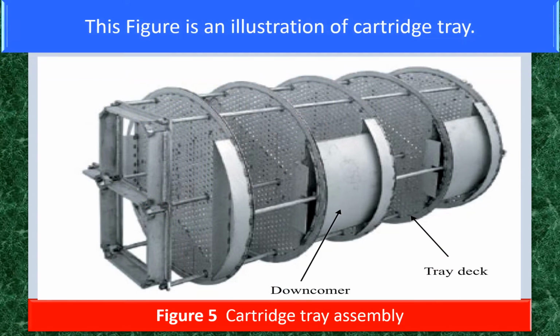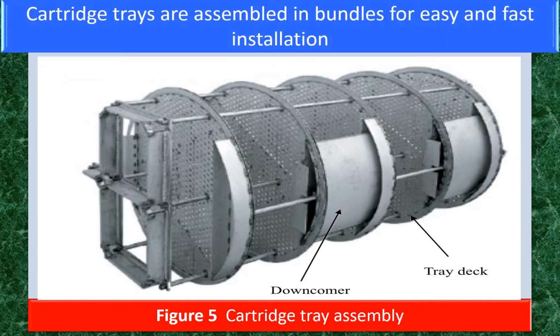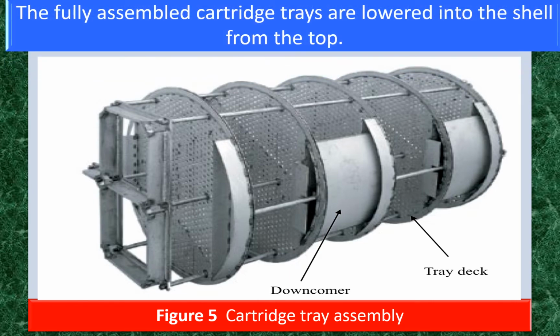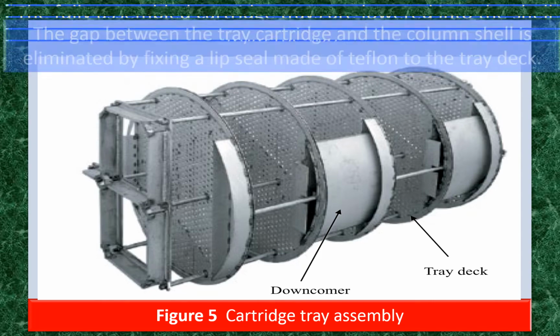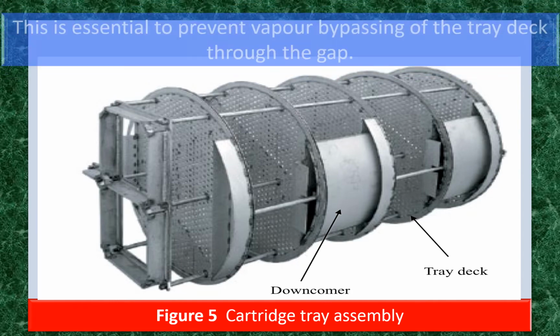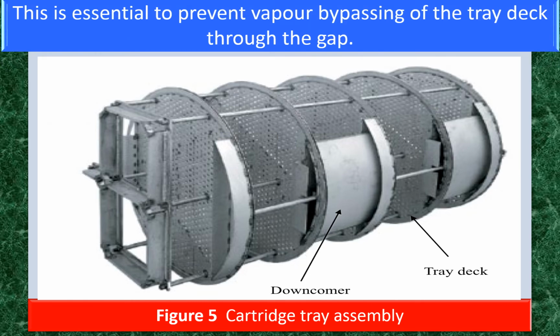This figure is an illustration of a cartridge tray. Cartridge trays are assembled in bundles for easy and fast installation. They can be equipped with all types of tray decks, sieve or valve, and downcomers. The fully assembled cartridge trays are lowered into the shell from the top. The gap between the tray cartridge and the column shell is eliminated by fixing a lip seal made of Teflon to the tray deck. This is essential to prevent vapor bypassing of the tray through the gap.